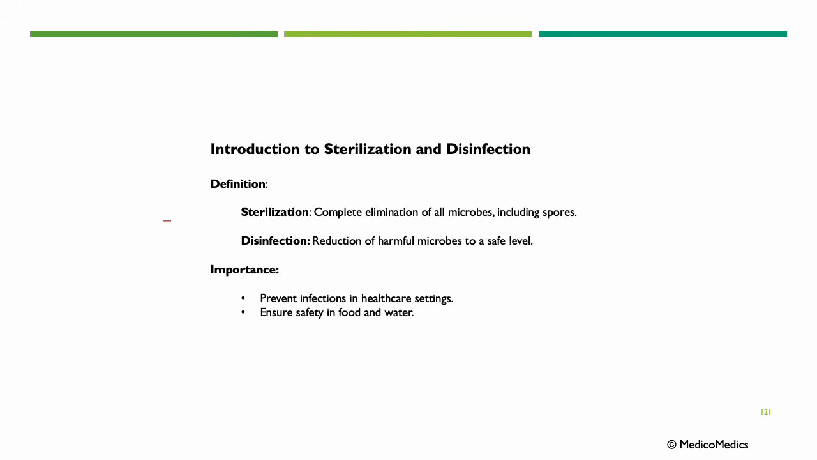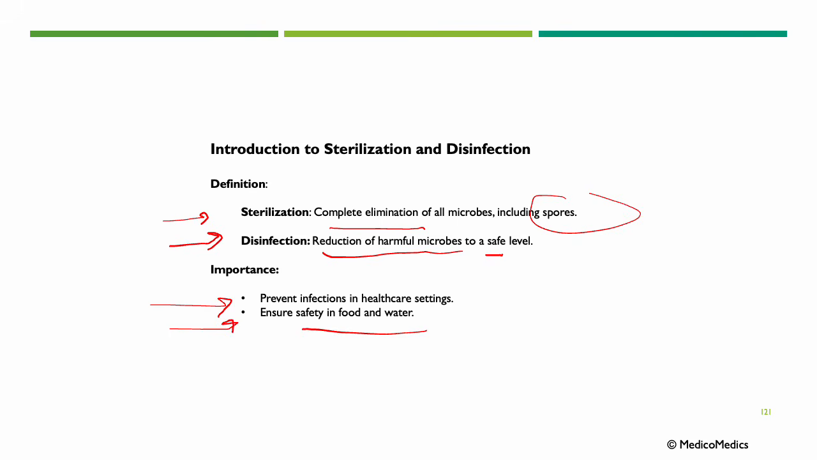Now, sterilization means the complete elimination of all microbes, including spores, while disinfection is the reduction of harmful microbes to a safe level. The importance here is to prevent infections in healthcare settings and to ensure safety in food and water. So, sterilization and disinfection are like deep cleaning for microbes. Where sterilization removes all microbes, disinfection makes things safe by essentially reducing their number.